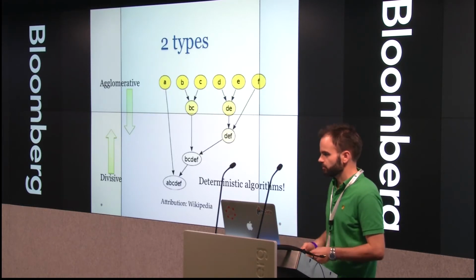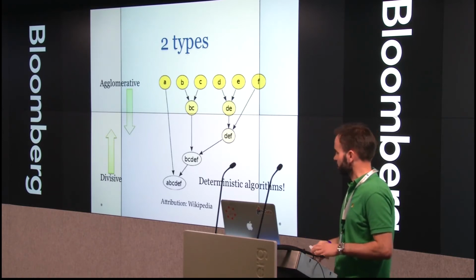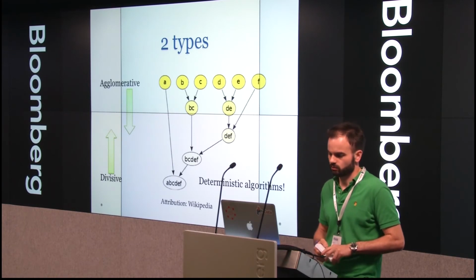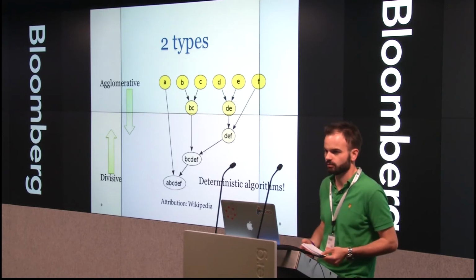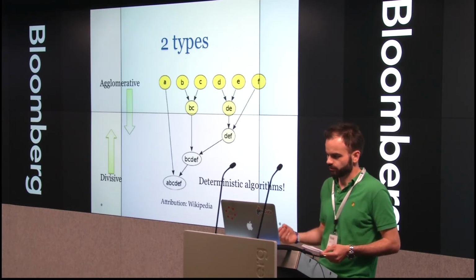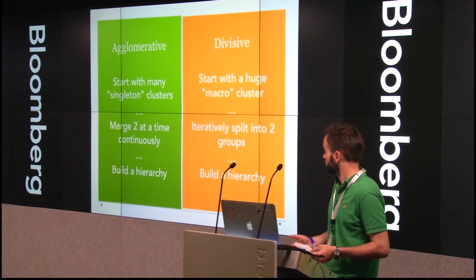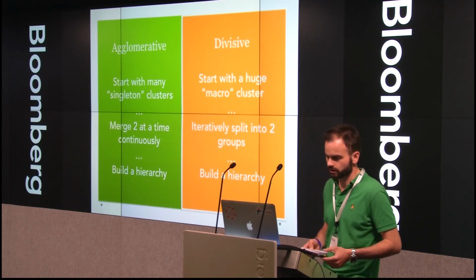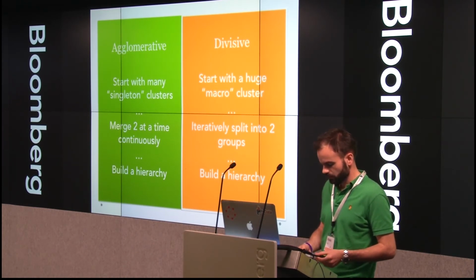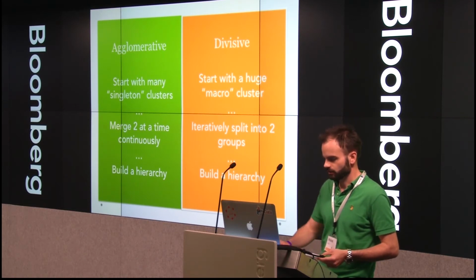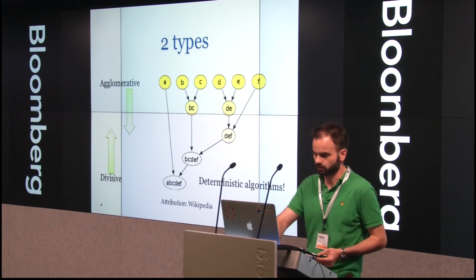So, two main types, agglomerative and divisive. If you think about the deterministic, it's not like k-means where you might randomly assign your starting points and then you iterate. Here, every time you do it, you get the same result. Agglomerative, you start with many singleton clusters, and you just go through them. You're merging two at a time, and you build up your hierarchy. And again, divisive is basically the opposite. So you're just splitting. You're going the opposite direction. You're splitting large clusters into much smaller ones.